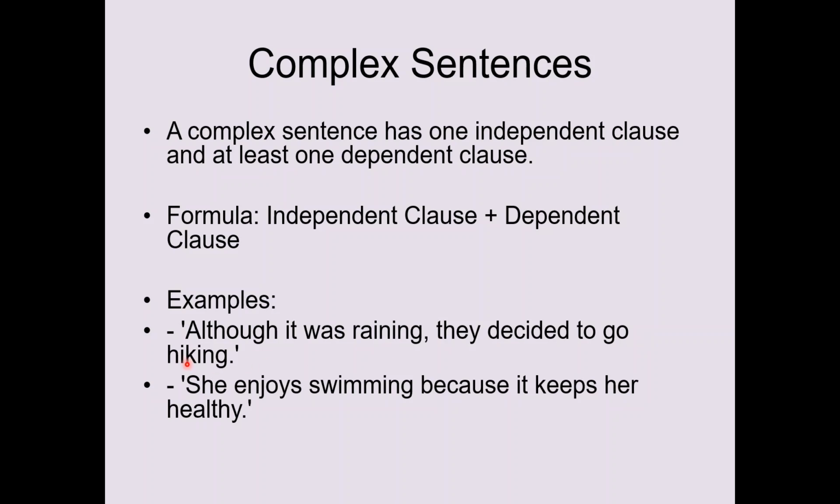So let's break this sentence apart. Here we have although it was raining. Question is, does this part of the clause make sense? No, it does not. It is incomplete. And so here we have a dependent clause, although it was raining. The sentence now needs the independent clause in order to make complete sense. So the independent clause in this example is they decided to go hiking.